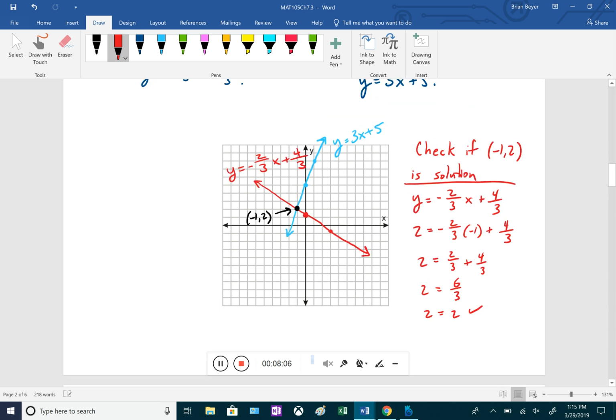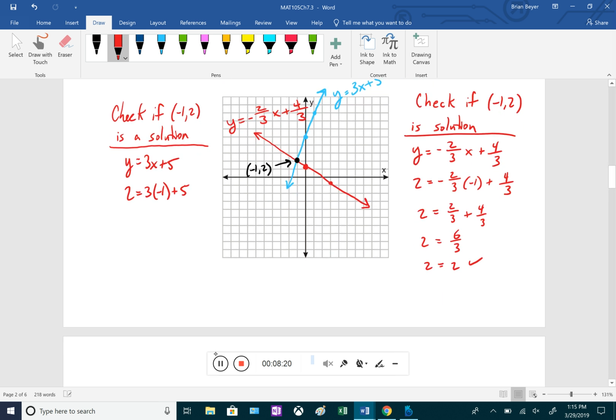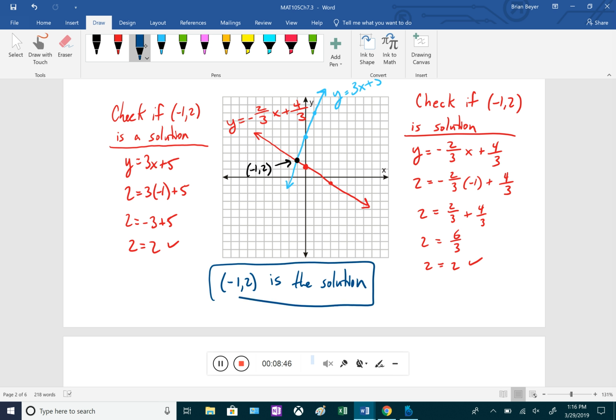Then we have to check if it works for the other one. So we're going to check it for y equals 3x plus 5. We're going to plug in a 2 for y, a negative 1 for x. We simplify that right hand side. It's going to be negative 3 plus 5, which does give us a 2. So since it works for both of those, we know that that is our answer. So I'll write it right down here. Negative 1, 2 is the solution. So x equals negative 1 and y equals positive 2.